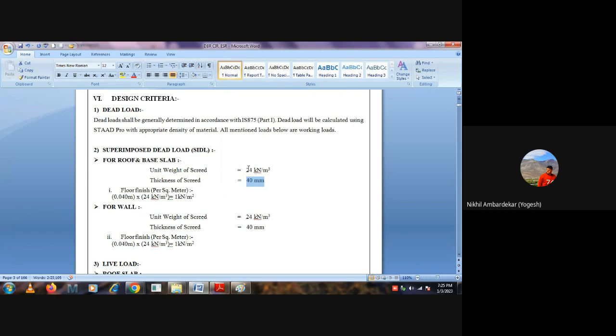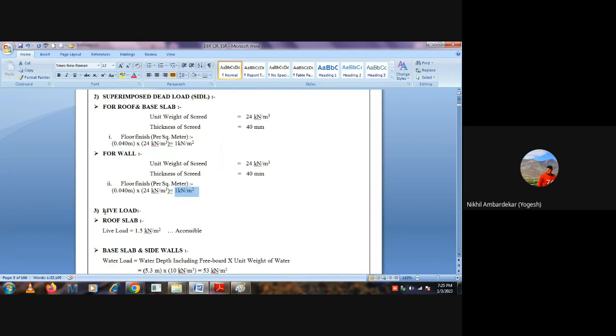The density of that is almost considered equal to 25, okay, 24. So what is the weight? 24 into thickness. We are getting an additional weight on the slab of 1 kilonewton per meter square. Same thing on the wall also, so the values are the same. We are getting additional load on walls, and that will be applicable for the wall as 1 kilonewton per meter.